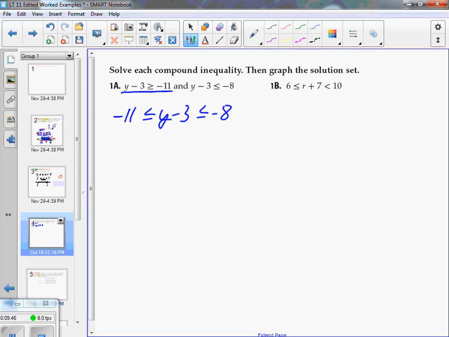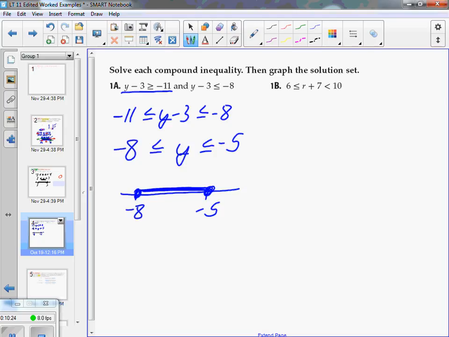Okay? Once I've got that, what do I need to do to all 3 sides of this inequality? Add 3. Negative 11 plus 3 is negative 8, is less than or equal to y minus 3 plus 3 is y, is less than or equal to negative 8 plus 3 is negative 5. So any number between negative 8 and negative 5, including negative 8 and negative 5, will make a true statement. Graph it, negative 8, negative 5, closed circle, y is in between them.